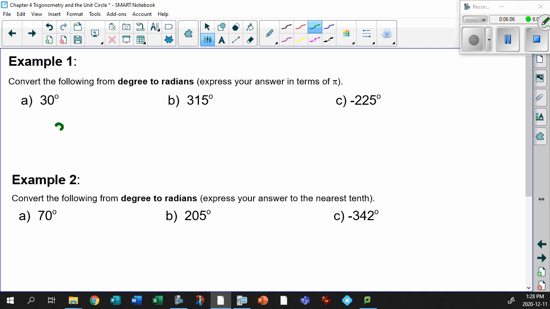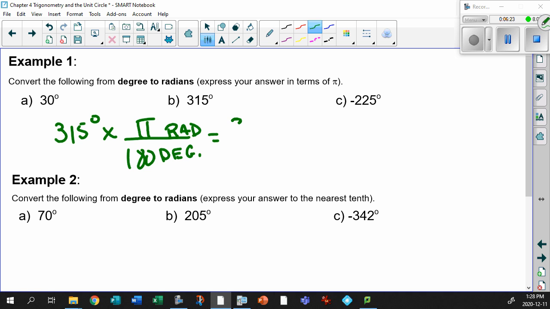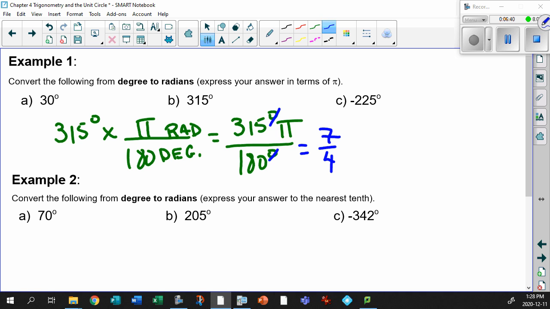315. So think, you want 315 degrees, you want this in radians. So what goes on the bottom? Well, degrees goes on the bottom. What goes on the top? Well, radians goes on the top. Think about it. Pi radians is 180 degrees. So multiply this straight across. 315 degrees times pi over 180 degrees. Notice a couple things. Degrees and degrees, of course, are going to cancel. 315 over 180, if you remember, was 7 over 4, and this would be 7 pi over 4, and there's your answer. It's that simple, that straightforward, right?